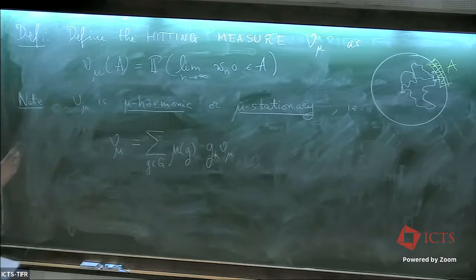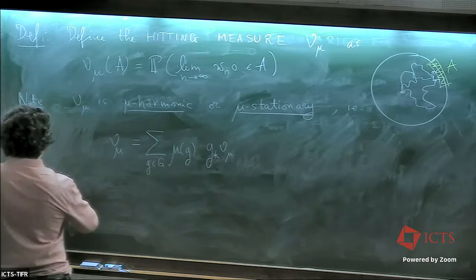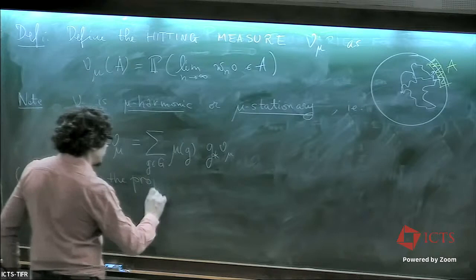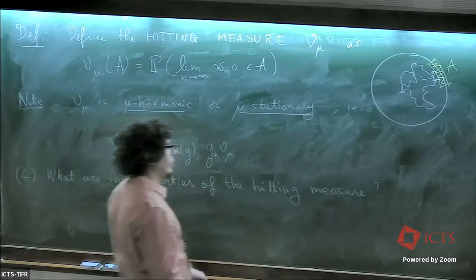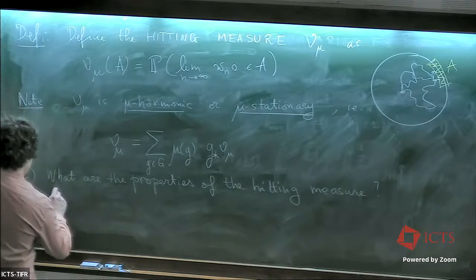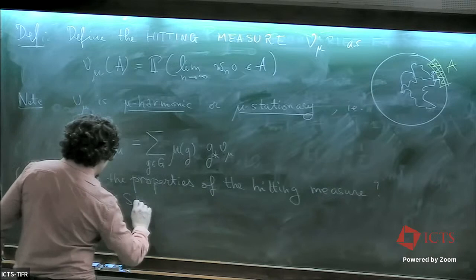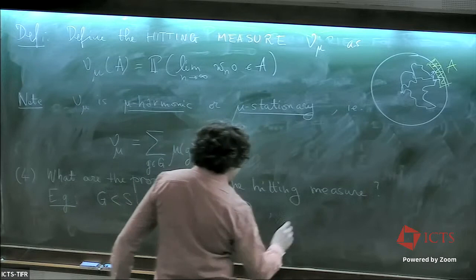Okay, so the question that will be addressed in the last talk would be, what are the properties of the hitting measure? In a very particular case, if you have this random walk on SL2(R), well, we know that X is H or D or something, and then the boundary of X is, of course, a circle. So this is indeed the picture.